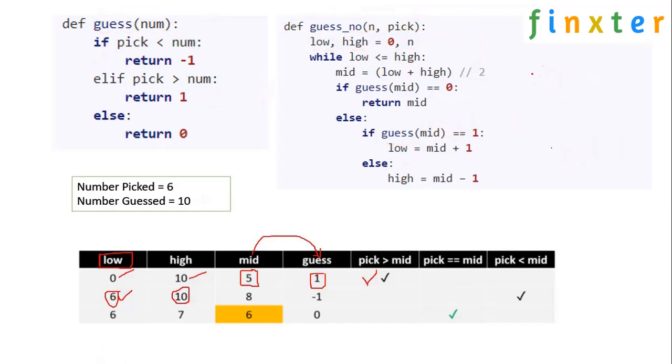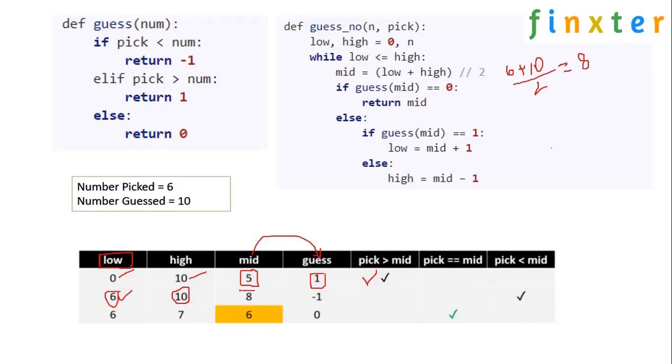So now we once again find the value of mid. So what will be the value of mid? It will be equal to 6, which is the value within the low variable, plus 10, which is the value of the high variable, and that equals 16, and then we divide it by 2. And what's the result of this computation? It happens to be 8. So now the value of mid is 8.